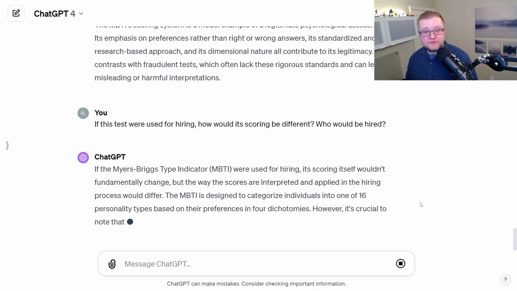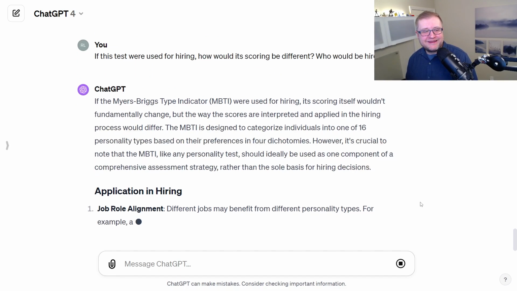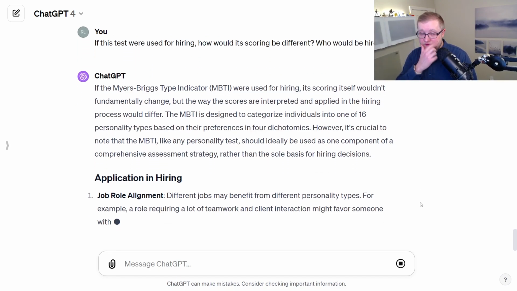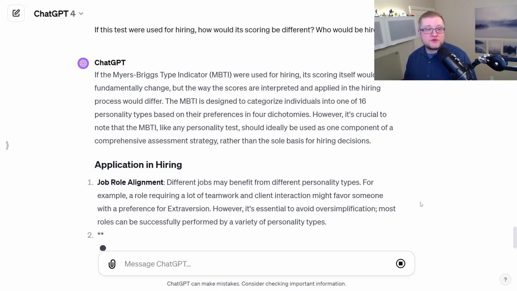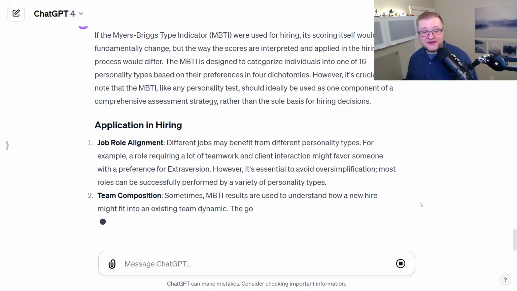Struggling a little bit there. Designed to categorize, crucial to note. Should be used as one component. Yeah, sure. Okay, there we go. So jobs might benefit from different personality types. So you might have alignment in different ways. These are, again, as a person with psychometric assessment expertise, none of this should be very surprising.